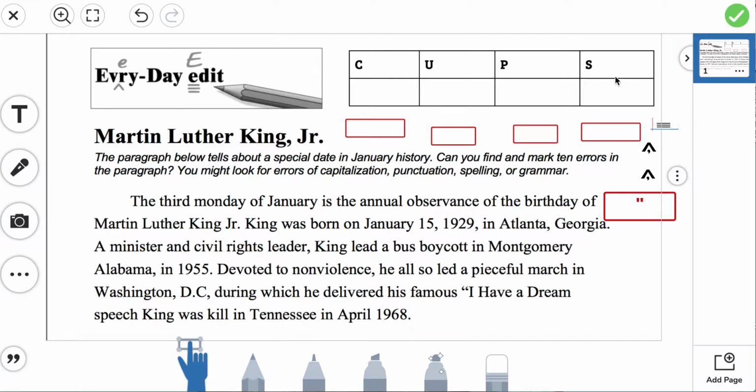The third Monday of January is the annual observance of the birthday of Martin Luther King Jr. King was born on January 15, 1929, in Atlanta, Georgia. A minister and civil rights leader, King led a bus boycott in Montgomery, Alabama in 1955. Devoted to nonviolence, he also led a peaceful march in Washington, D.C., during which he delivered his famous I Have a Dream speech. King was killed in Tennessee in April 1968.